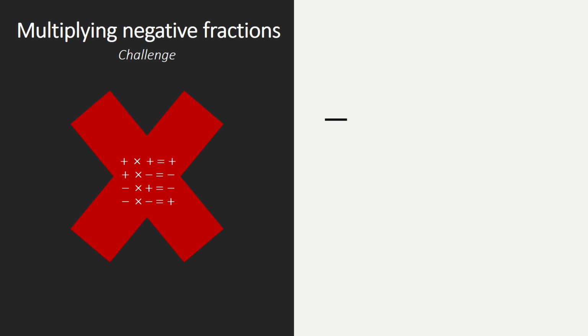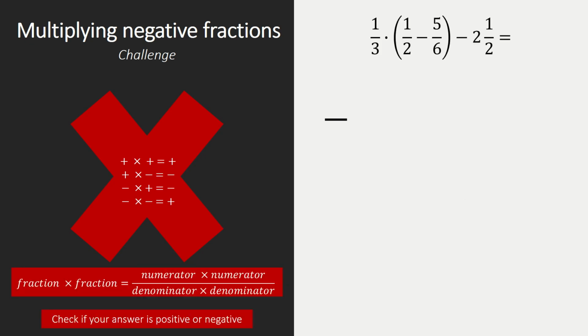Alright, a challenge exercise. Please try if you can do this one alone, and otherwise have a look how you need to do it. Please think about our order of operations. So first you need to do whatever is in between the brackets. So 1 over 2 minus 5 over 6.